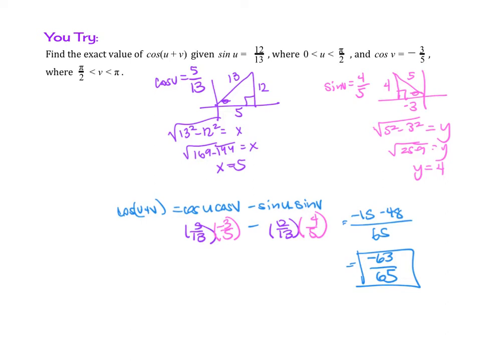So trying this example out, they are pretty much the same numbers, so that probably made it a little faster. So cosine of u, you should have found that to be 5 over 13. Sine of v, you should have found that to be positive 4 over 5 using the Pythagorean theorem. So cosine of u plus v, you would get cosine u cosine v minus sine of u sine of v, and then you plug everything in, you would get negative 63 over 65.